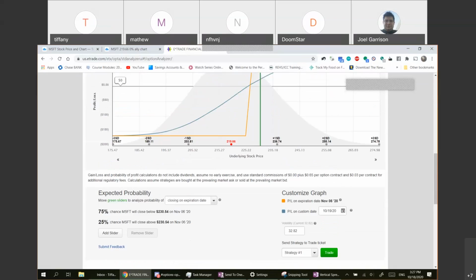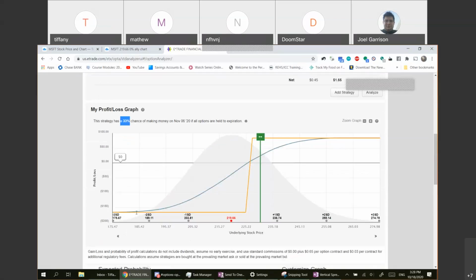So here's the expected probability. It says a 75% chance that Microsoft will close below 330 on November 6th, and a 25% chance that Microsoft will close above 330. That's something you want to think about when you're putting up a vertical call spread.